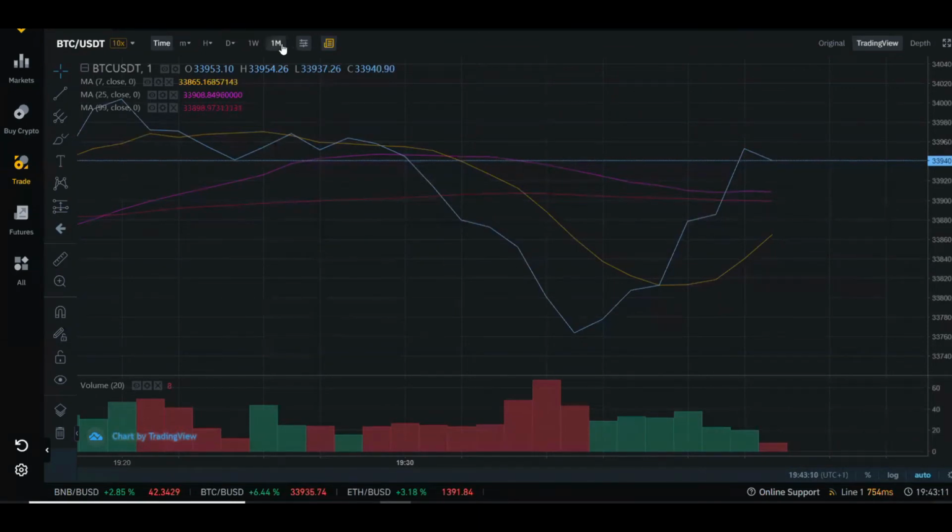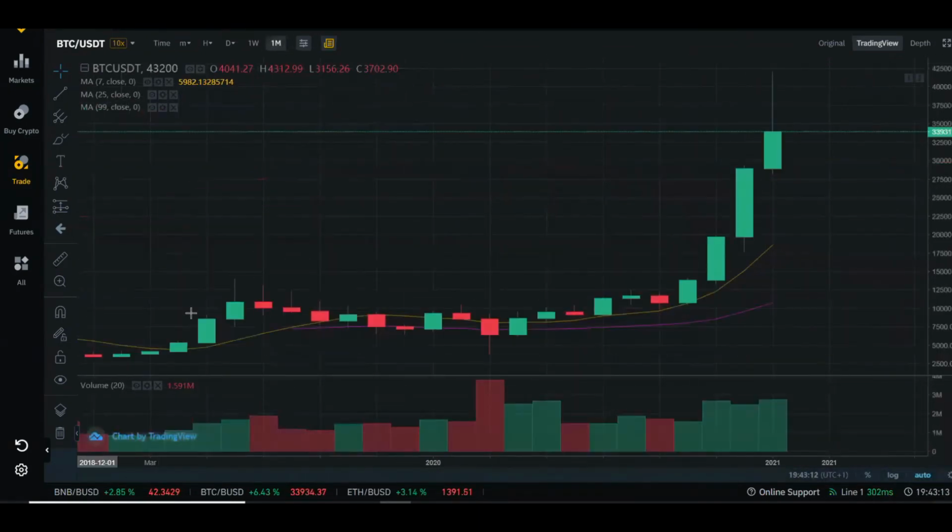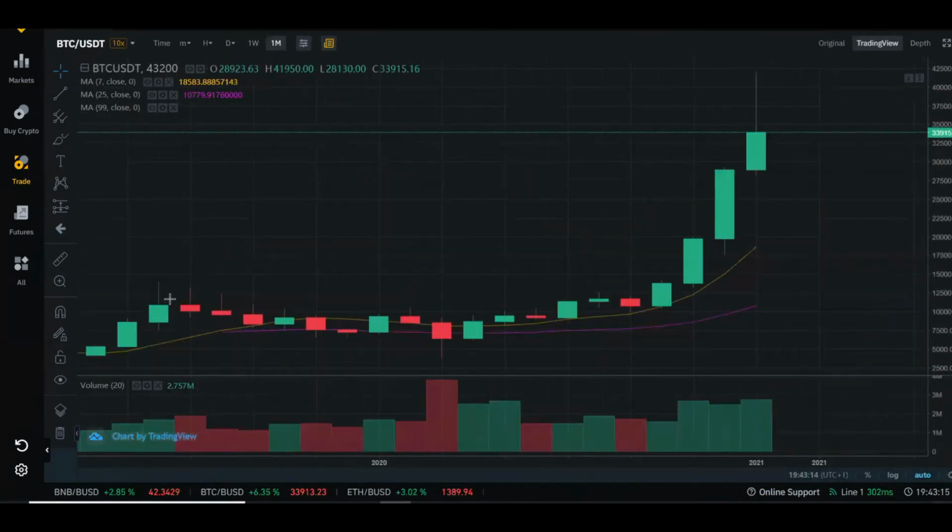Okay, let's go back to 2020. You can see the date down here. Let's go to 2020 and see the price of one Bitcoin. In 2020, Bitcoin was, as you can see, $7,200. So that was the price of one Bitcoin in 2020.